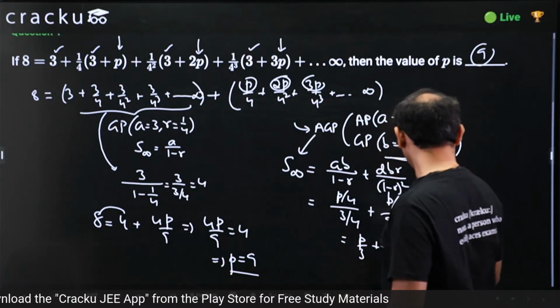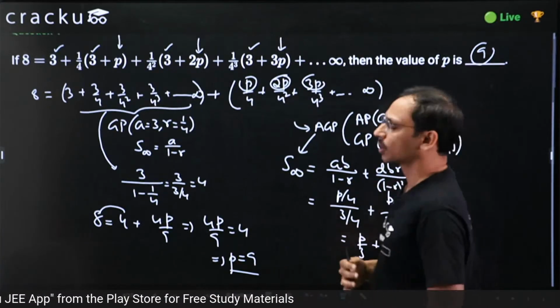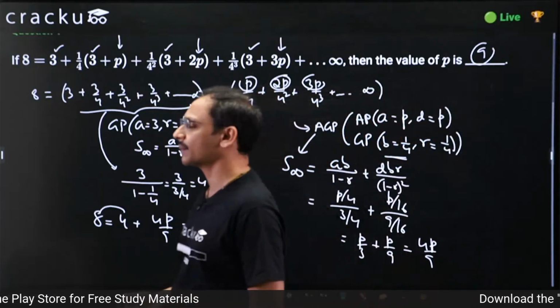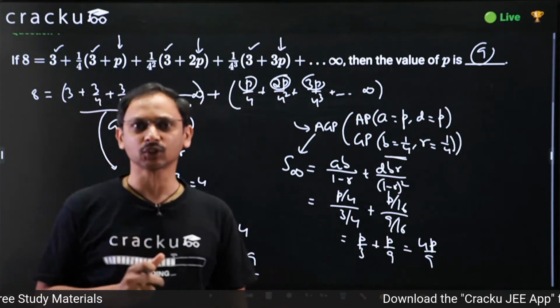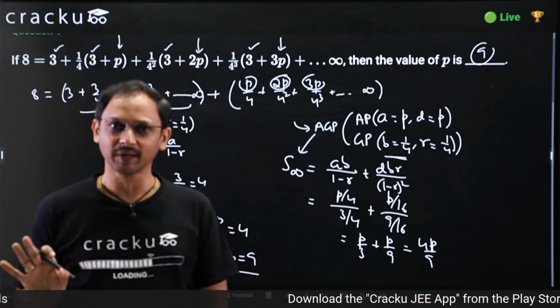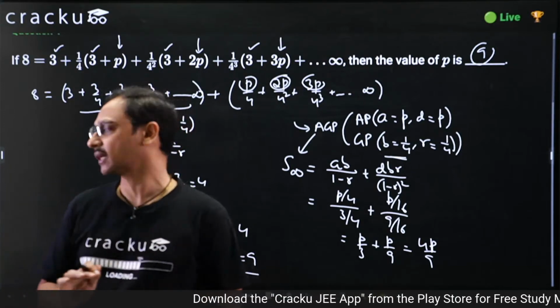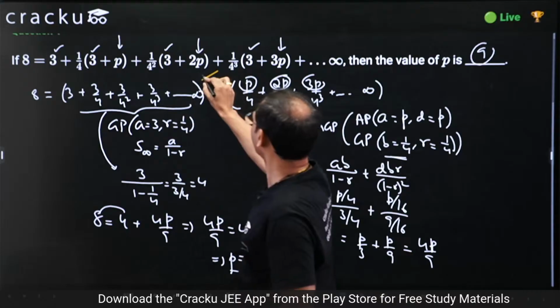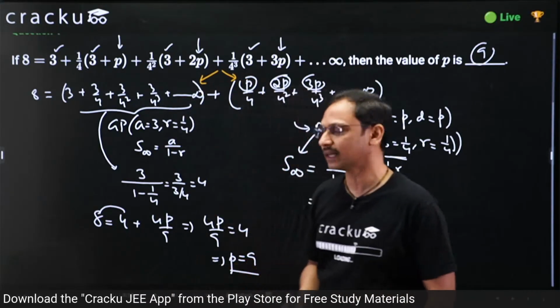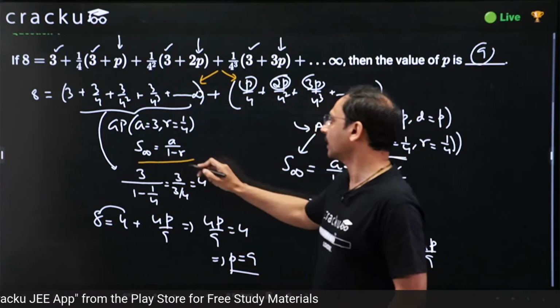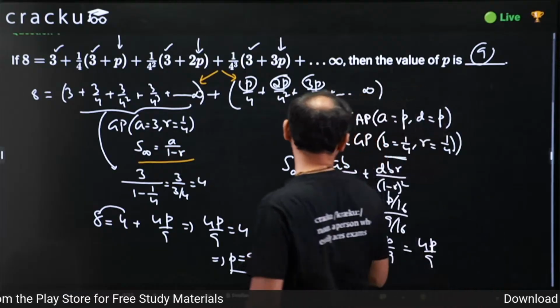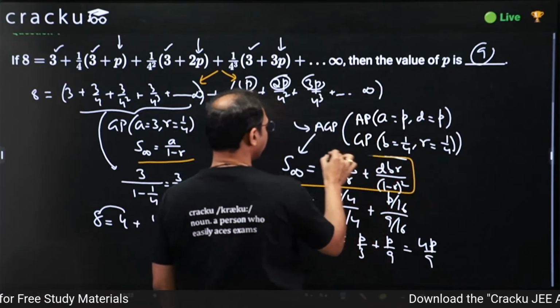So let us go through this problem once again. So what are we looking at here? He has given a combination of two series. One is a geometric series, one is an AGP series. So first thing is you need to split this separately into two series. Then apply your S infinity formula of GP and S infinity formula of AGP.